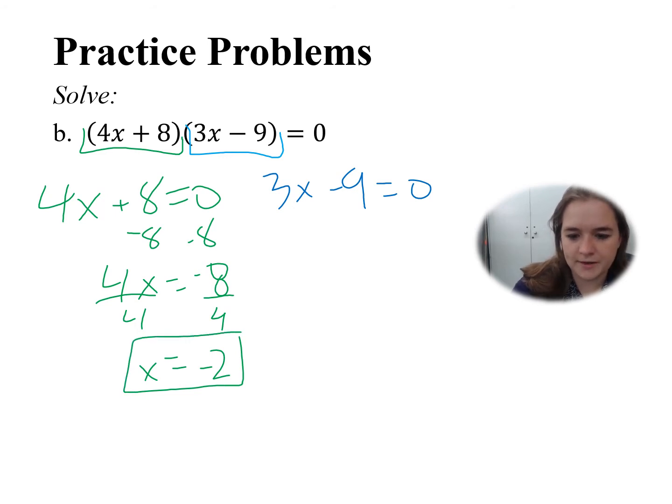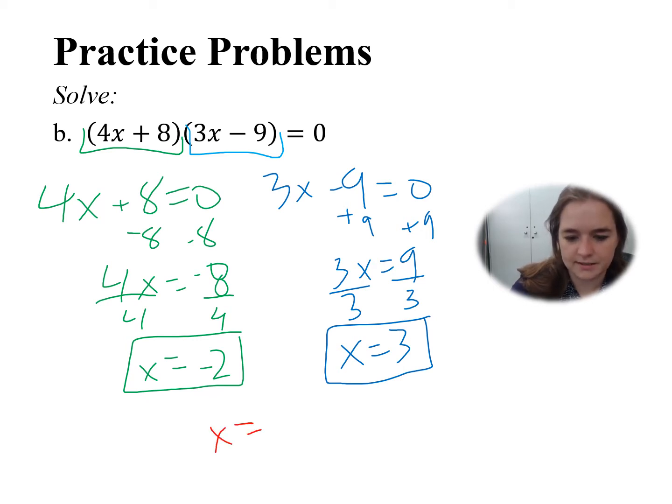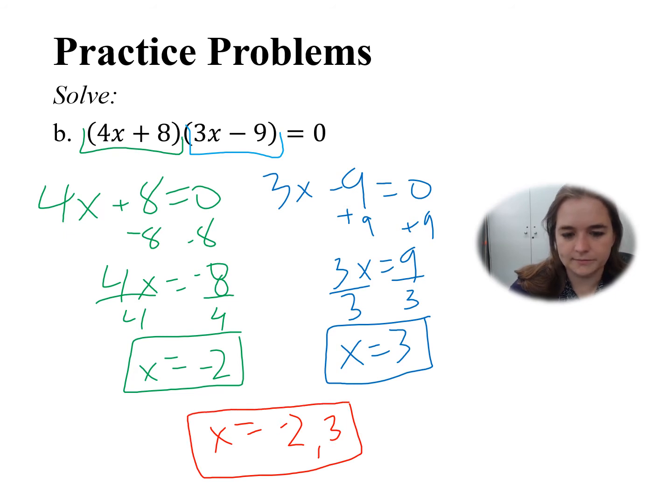If I try the other side, I can add 9 to both sides, and I get 3x equals 9. To get x by itself, I need to divide both sides by 3. And I get a second possible answer for x is 3. So my final solution is x is negative 2 or 3.